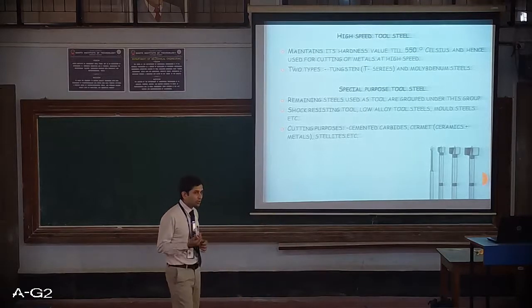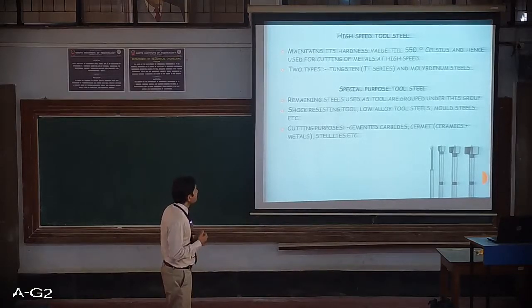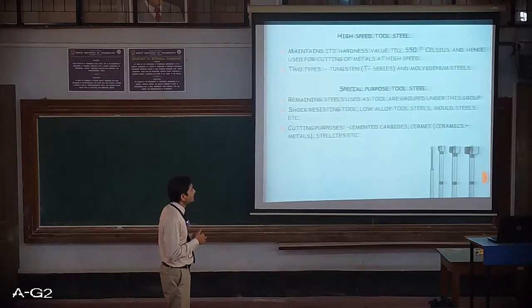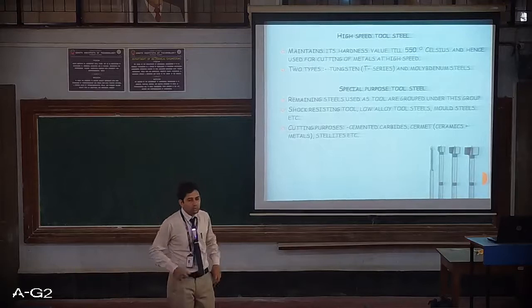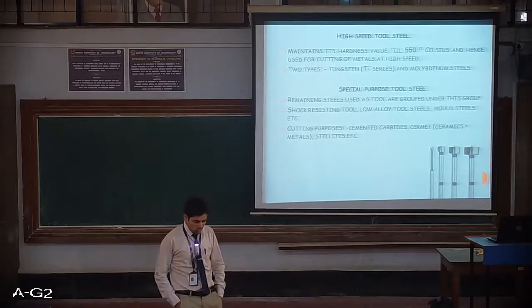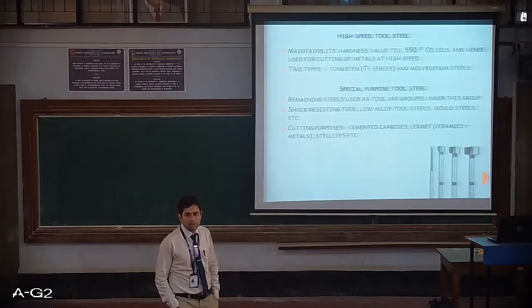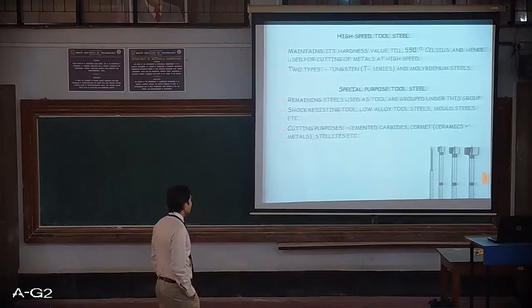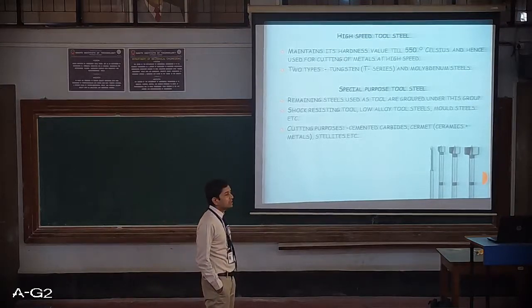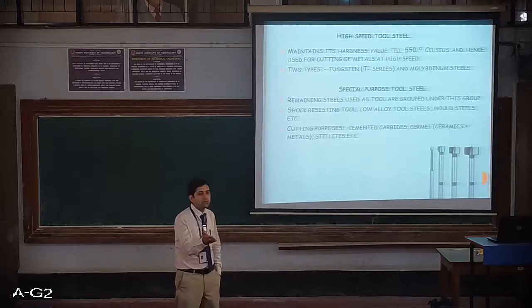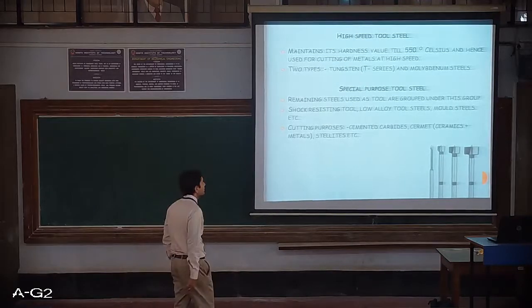So that is what it means, high speed steel. Basically it is used for making tools only. It maintains its hardness even up to 550 degrees Celsius, and hence is used for cutting of metals at high speed. Basically when you are working at high speed conditions, you make use of this type of steels called the high speed steels. And there are two types, tungsten and molybdenum steels. Tungsten means which will contain tungsten, molybdenum means which contains molybdenum.